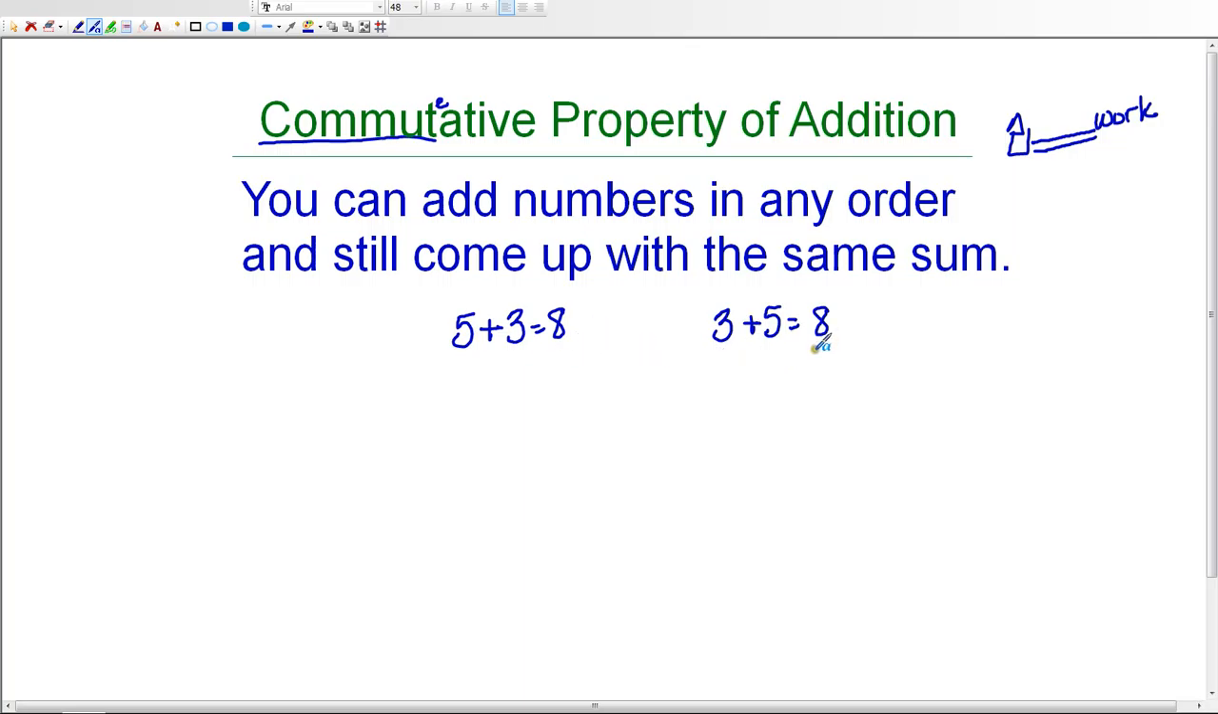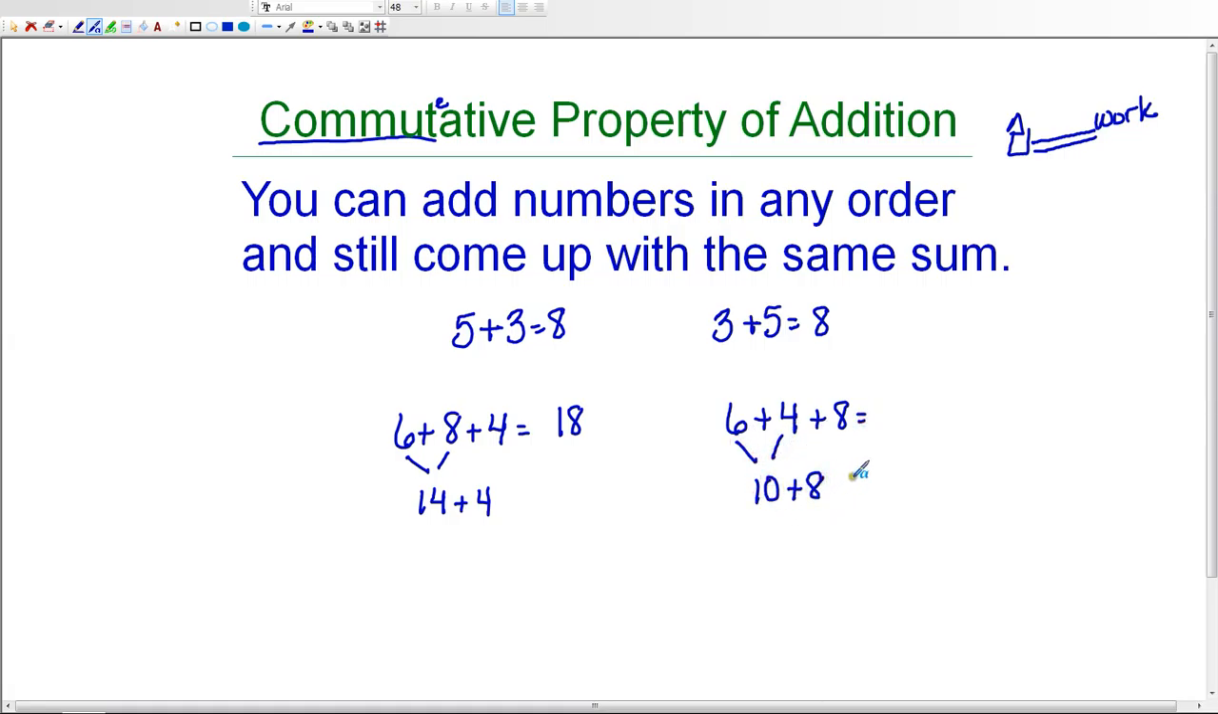So for example, if we have the numbers 6 plus 8 plus 4, 3 addends, I know that I can add these because 6 plus 8 is 14, and then 14 plus 4 is 18. Now, I could also rewrite these numbers in a different order, and I could add 6 plus 4 plus 8. I know 6 plus 4 is 10, and 10 plus 8 is 18. So notice that I got the same answer. It didn't matter which order I used, I still came up with the same sum.